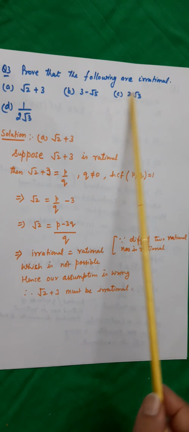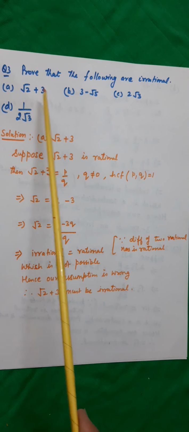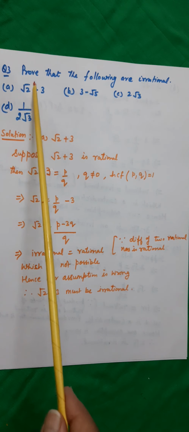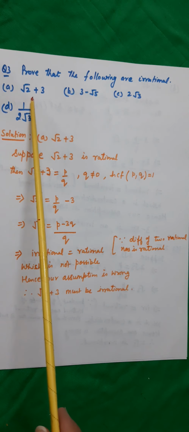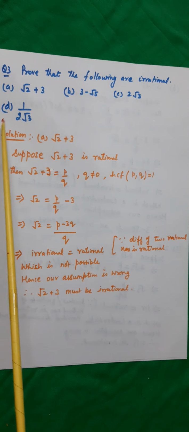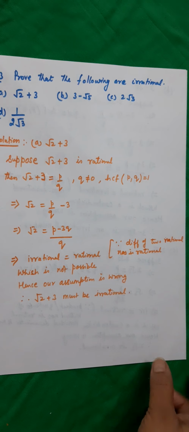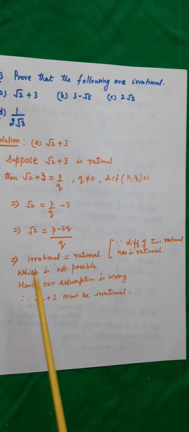Question number 3. Prove that the following are irrational. Here, these are the combinations of rational and irrational numbers. For proving these, we need not prove that root 2 is irrational. We will be assuming that root 2, root 3, root 5, root 7, root 11 are all irrational numbers. These questions are usually asked for 1 mark or 2 marks.